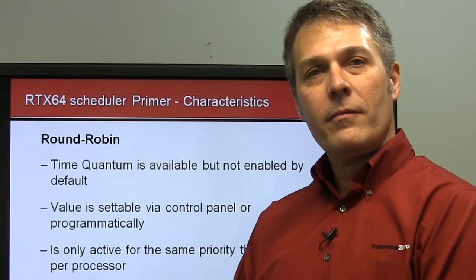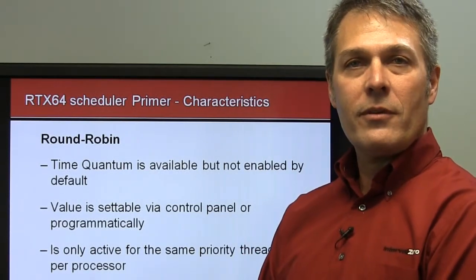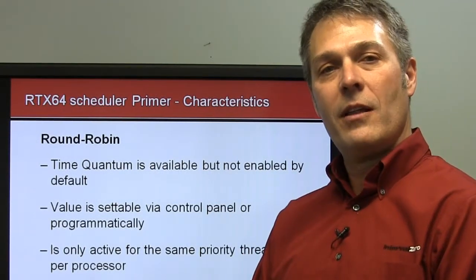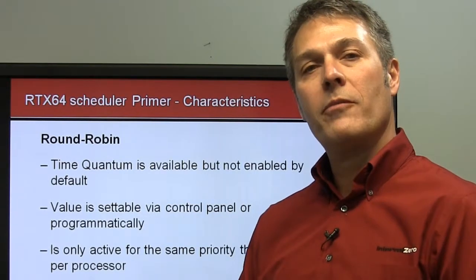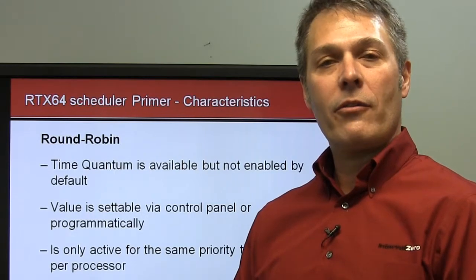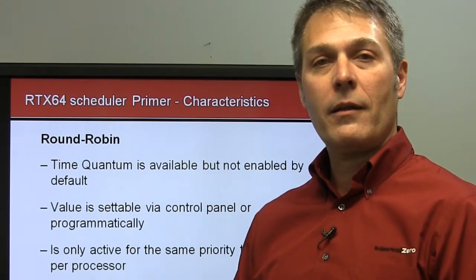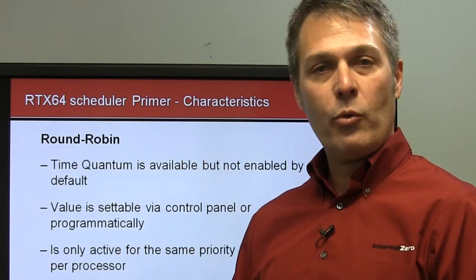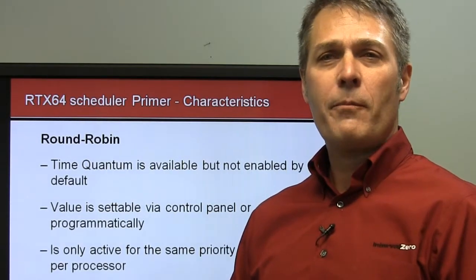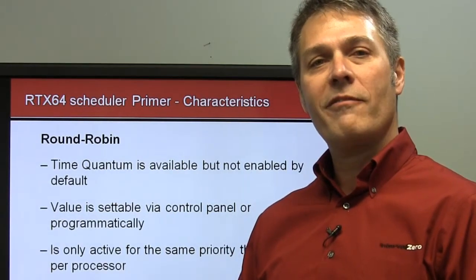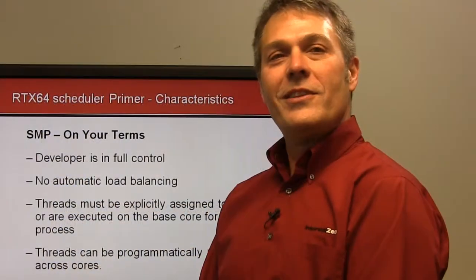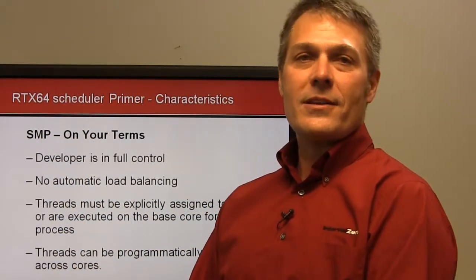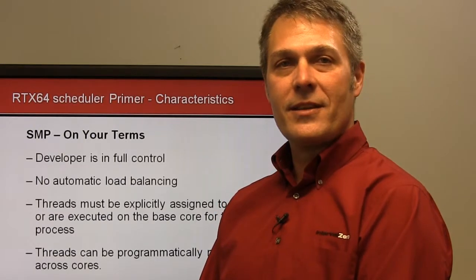Speaking of round-robin, in RTX 64, the time quantum mechanism is available, but it's not enabled by default. The value of the time quantum timer is settable either through the control panel or programmatically through the management API or the real-time API. It's very important to note that the time quantum only affects threads of the same priority on the same processor.